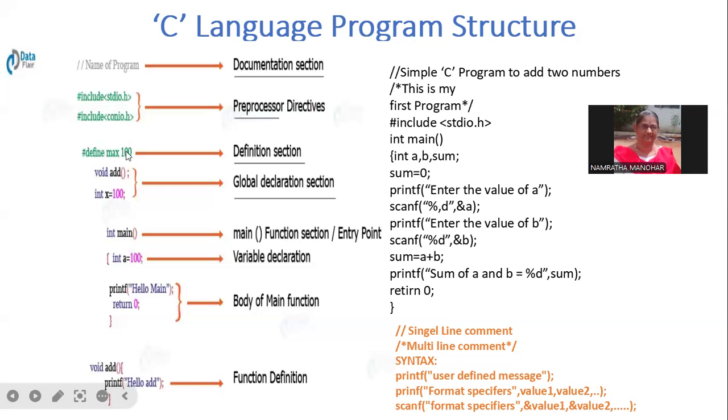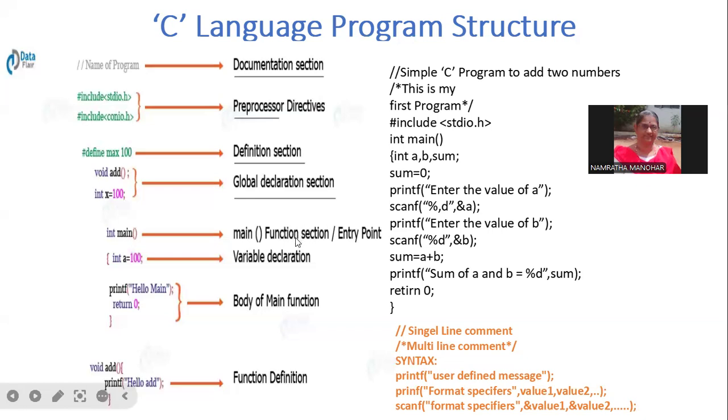Hash define max: that is, it is defining a variable max with the value 100. So if you are using the same value max 100 for more than one file, you can declare it outside the main. A void add and int x 100 are all the global declaration section. In the previous episode I explained to you what global declaration and global variables are. Now, int main, this is where the execution starts.